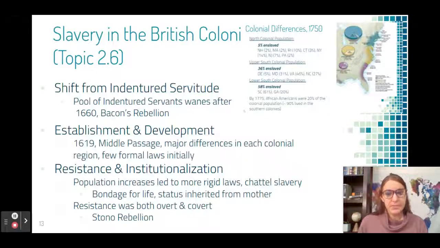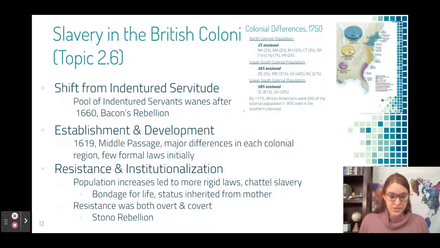Also key for this part is the major differences in each colonial region. So there you can see in the image the pictures of how much of the population was enslaved. And in total, by 1775, which is just outside of the period 2 time period, about 20% of the colonial population was enslaved, and 90% of them then lived in the southern colonies.